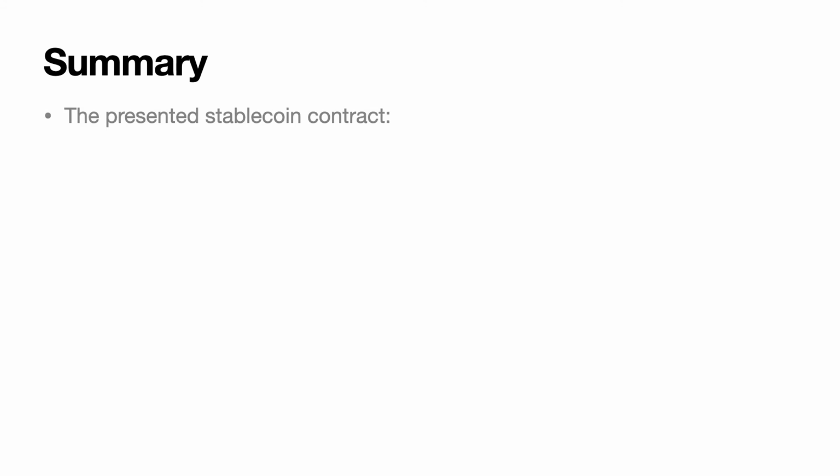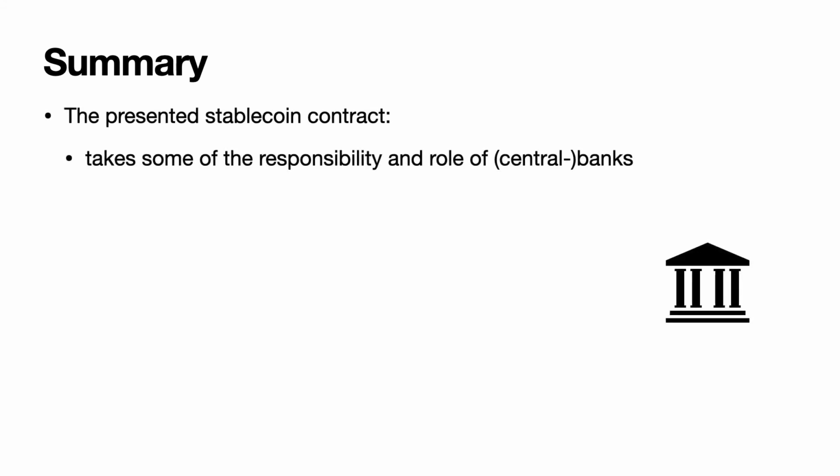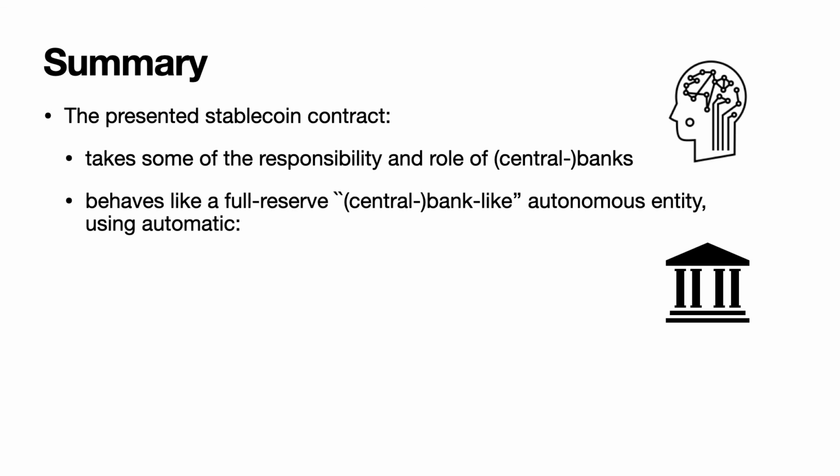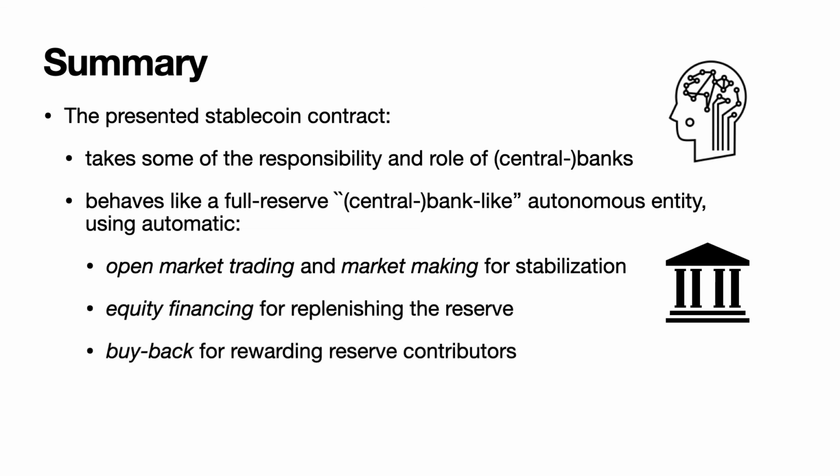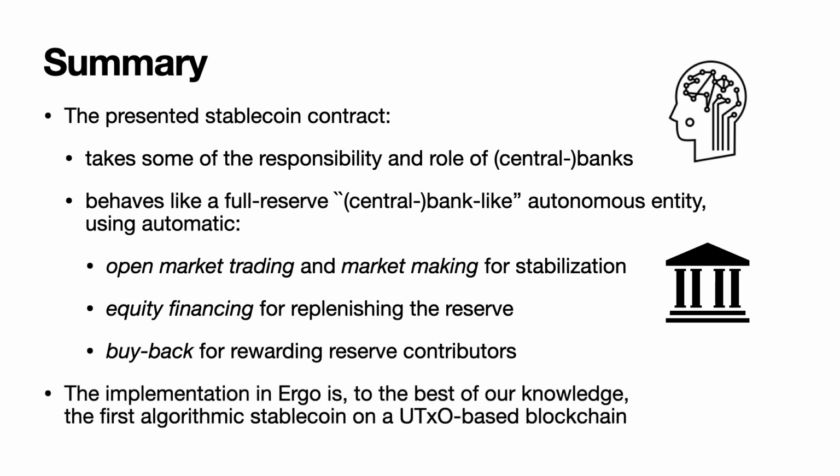Okay, so in summary, the presented stablecoin contract takes some of the responsibility and role of banks or central banks, depending on how you look at this. It behaves a bit like a full reserve central bank-like autonomous entity using automatic open market trading and market making for stabilization, equity financing for replenishing the reserve, and buyback for rewarding the reserve contributors. And to the best of our knowledge, the implementation in Ergo is the first algorithmic stablecoin on a UTXO-based blockchain.